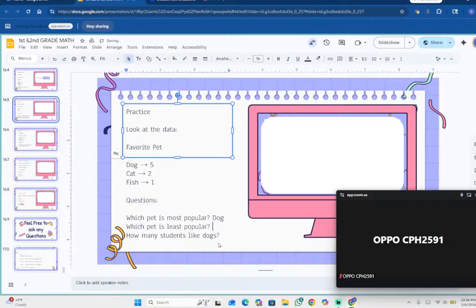What pet is least popular? So what pet has the least votes? Fish.